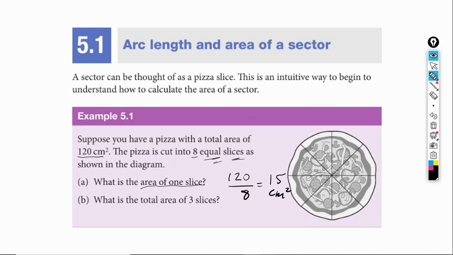How about the total area for 3 slices? Well, if 15 is one slice, then certainly 3 times 15 would give us the total area of 3 slices. So this is equal to 45 centimeters squared.